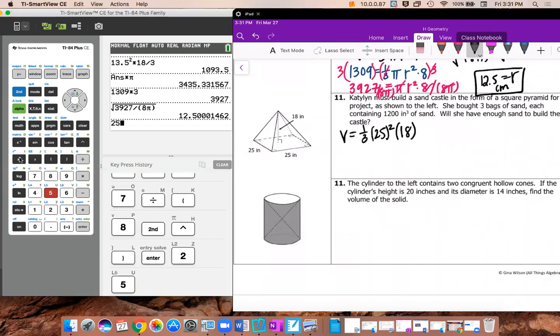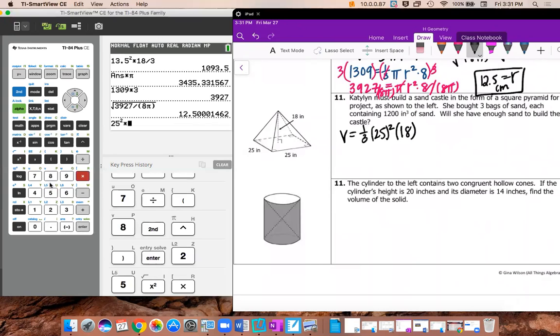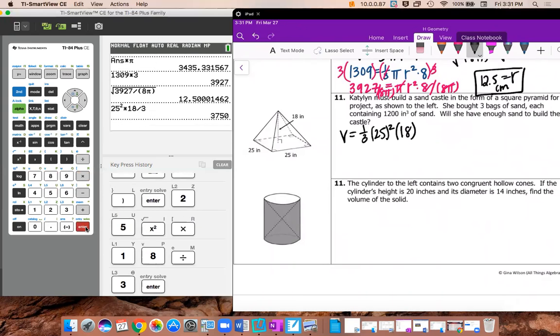So 25 squared times 18 divided by 3. So that becomes 3,750 inches cubed. So the total volume of the sandcastle was 3,750 inches cubed.